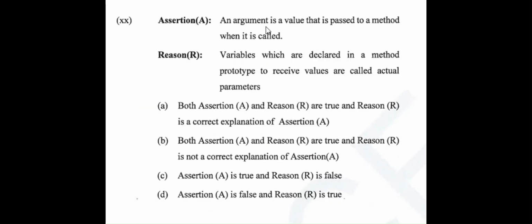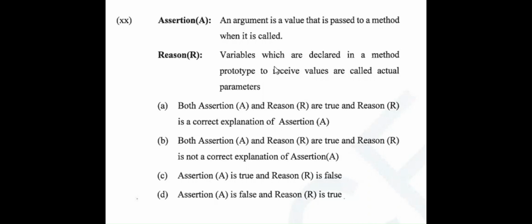An argument is a value that is passed to a method when it is called. Correct. Variables which are declared in a method prototype to receive values are called actual parameter. Actual parameter and formal parameter. Important question. What is actual parameter and what is formal parameter?